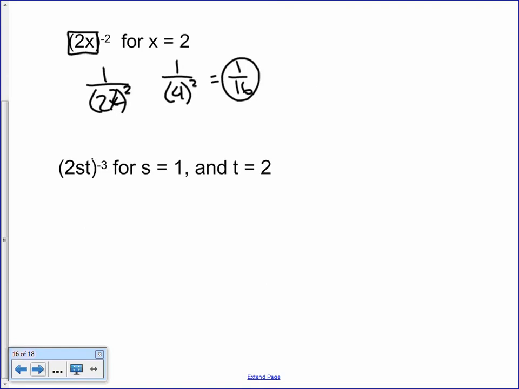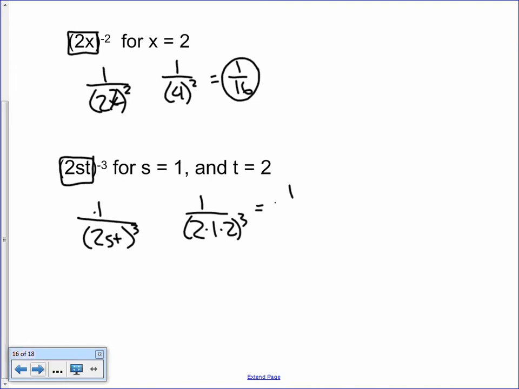And the last one here, let's take whatever's inside those parentheses, put it to the bottom of the fraction, and make the exponent positive. So plugging in 1 for s and 2 for t, I got 1 over 2 times 1 times 2 to the third power. Now 2 times 1 times 2 will give me a 4. And then 4 to the third power, oops, not 4 to the fourth, 4 to the third power will give me 1 over 64.